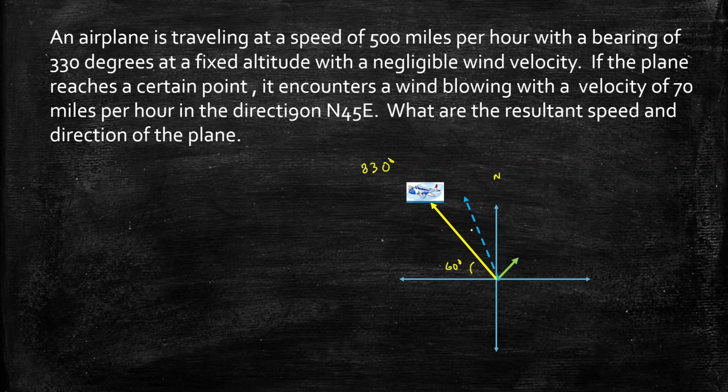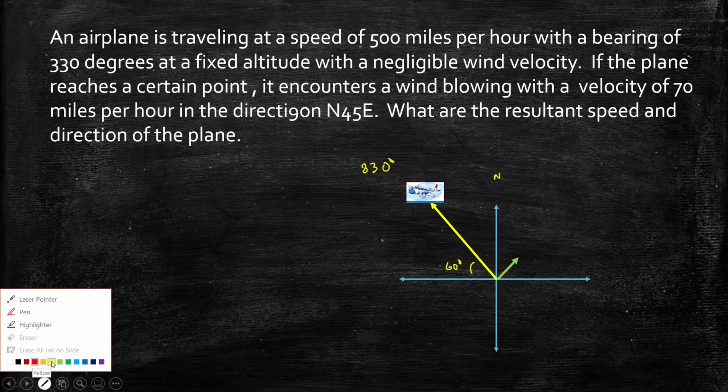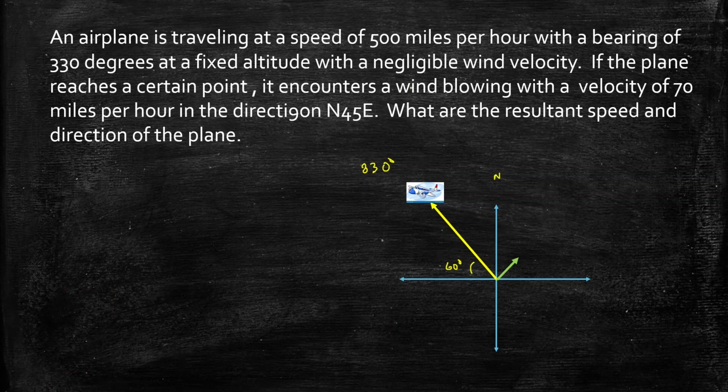And then this is the wind. No, that is not the right direction for that wind. I had got ahead of myself in there. That was our result. Our vector for the wind is the green vector down here. This one here has a magnitude of 500. My wind is heading 45 degrees off north, so this direction right here is 45 degrees, and it has a magnitude of 70.